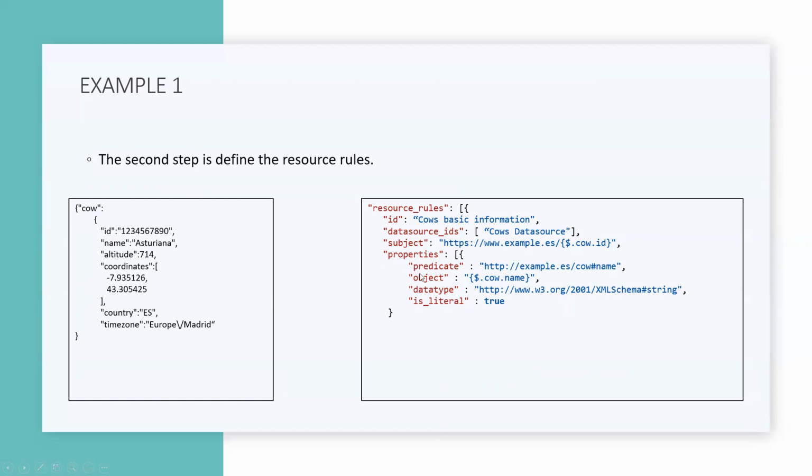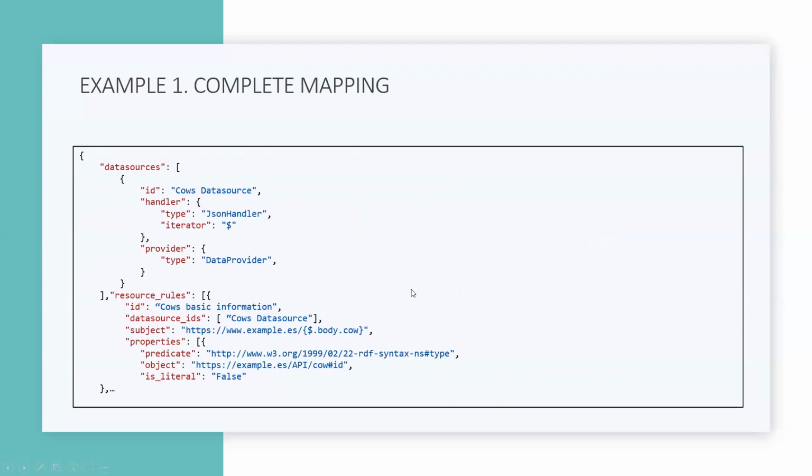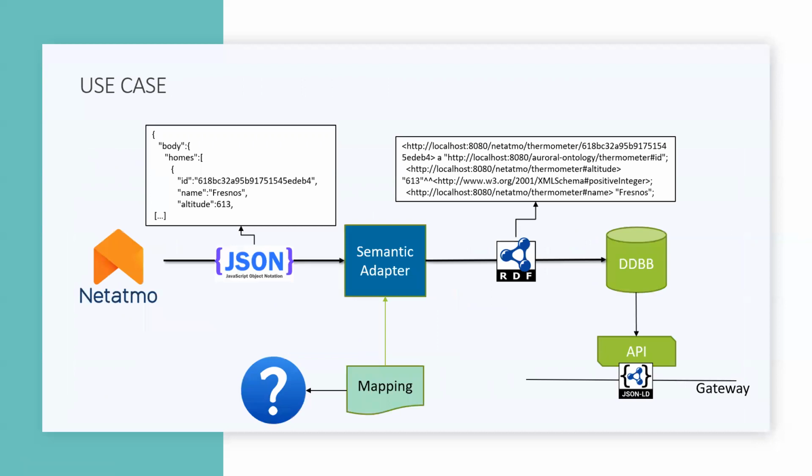So there are a lot of properties, for example, altitude, country, time zone, coordinates, etc. And here you can see a complete mapping. Okay, but we will do an example of this.